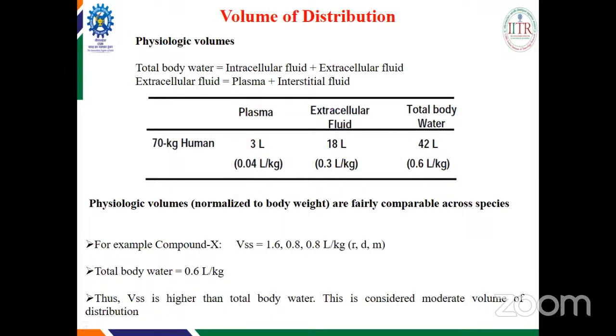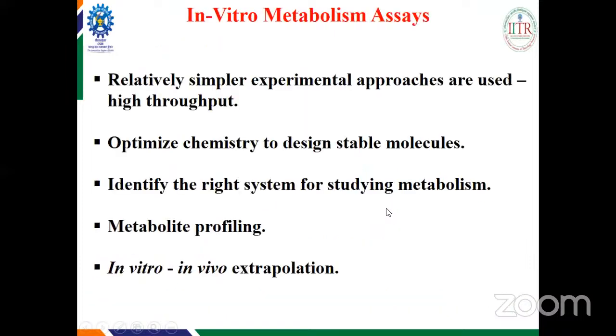If your volume of distribution is more than this, it means your compound is getting significantly distributed and is going to have a high volume of distribution. This is how you can correlate your number from the in vivo experiment, the volume of distribution, and interpret it in terms of the physiology of the human body.